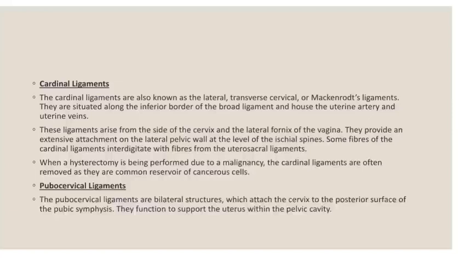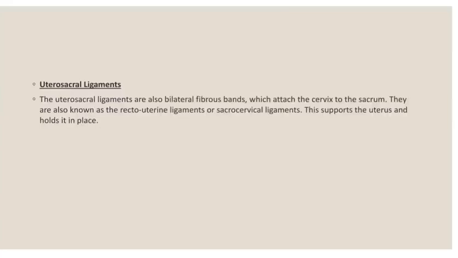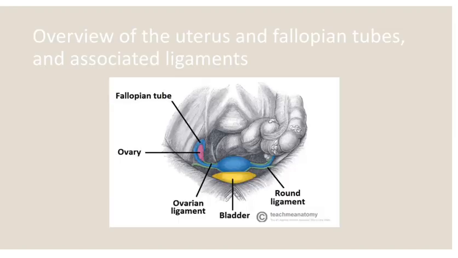Pubocervical ligaments. The pubocervical ligaments are bilateral structures which attach the cervix to the posterior surface of the pubic symphysis. They function to support the uterus within the pelvic cavity. Uterosacral ligaments. They are also bilateral fibrous bands which attach the cervix to the sacrum. They are also known as the rectouterine ligament or the sacrocervical ligament. They support the uterus and hold it in place.